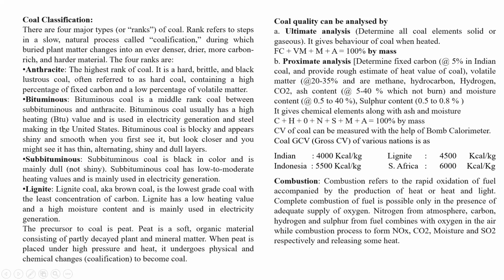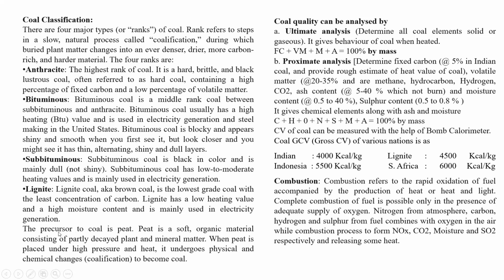Subbituminous coal is plentifully available in India. It is black in color and mainly dull. It has low to moderate heating values and is also used in electricity generation. Last one, lignite, also known as brown coal, is the lowest grade coal with the least concentration of carbon. Lignite has a low heating value and high moisture content and is mainly used in electricity generation.